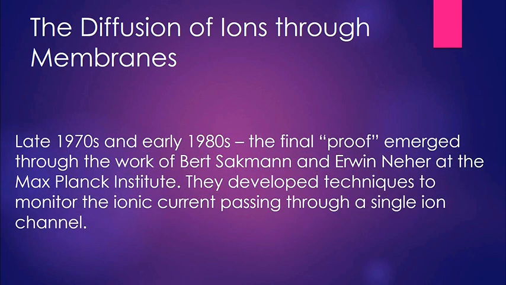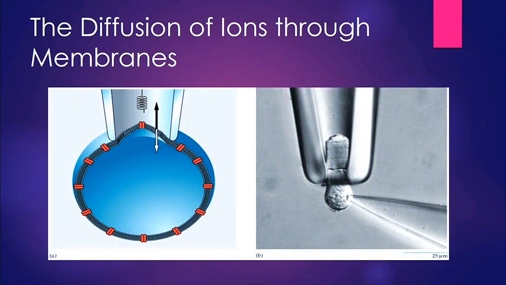And in the late 1970s and early 1980s, the final proof emerged through the work of Bert Sakmann and Erwin Neher at the Max Planck Institute. They developed techniques to monitor the ionic current passing through a single ion channel. This is accomplished using fine micropipette electrodes made of polished glass that are placed on the outer cell surface and sealed to the membrane by suction, as seen in this picture.